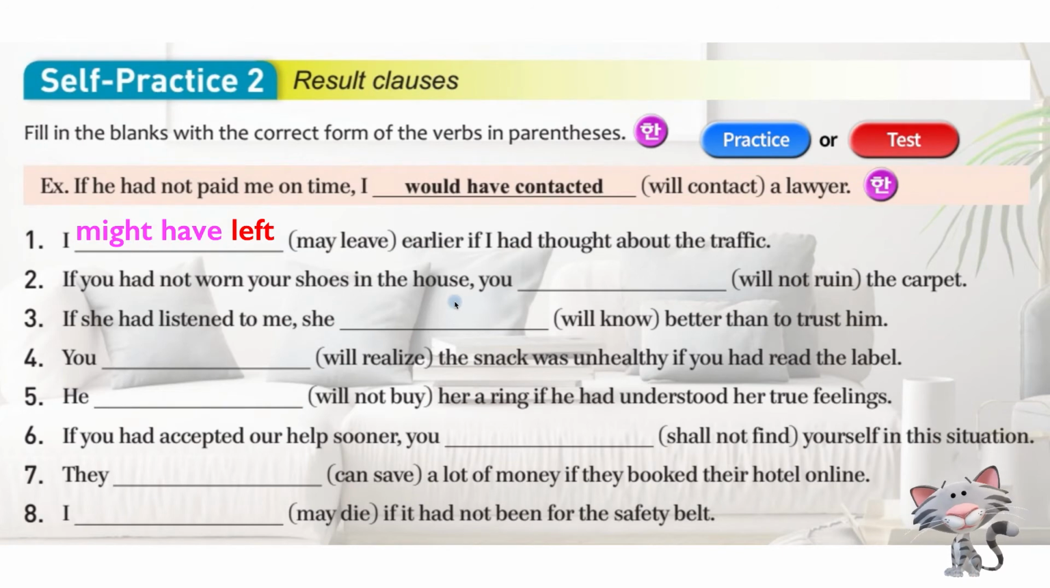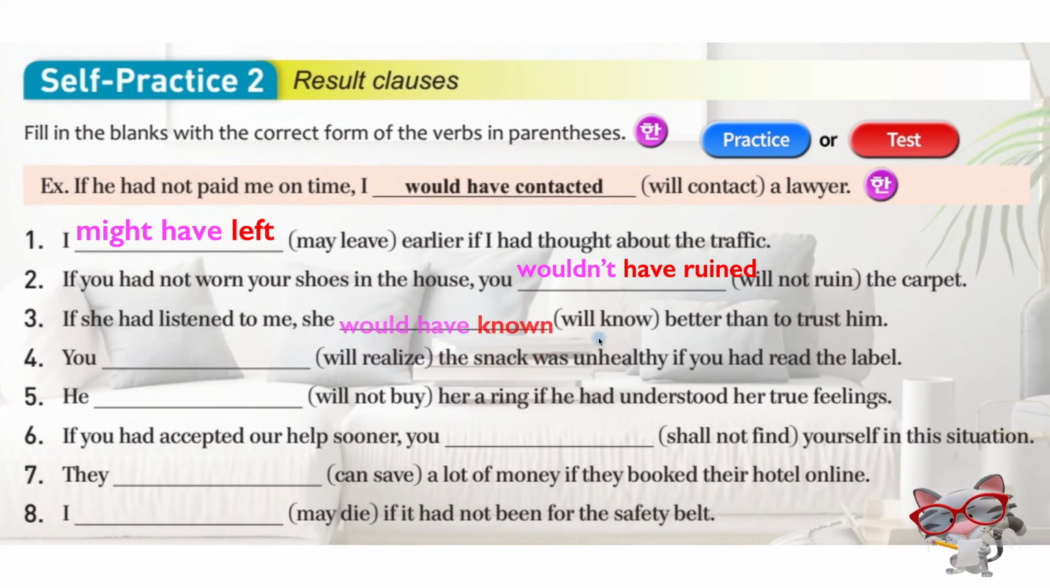No one's gonna shoot you. All right, number 2. You wouldn't have ruined the carpet if you had not worn shoes in the house. Very British. Yes, in the United Kingdom, we wear shoes inside the house. These days, it's changing. Would have known, will know, better to trust.